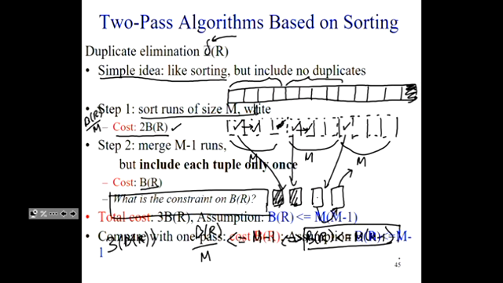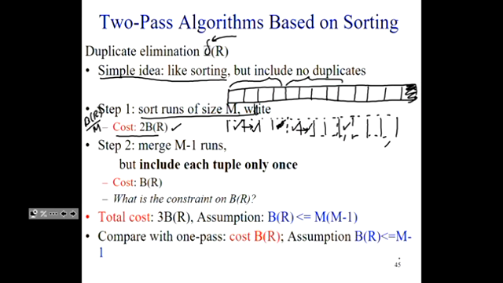As a comparison with the one-pass approach, the cost was B(R). You only need to read the relation once, but the condition on memory was a lot more stringent. It was B(R) is less than or equal to m minus 1. So this is a looser condition, and therefore is easier to meet. B(R) only needs to be less than or equal to m times (m minus 1). In the one-pass case, B(R) needed to be less than m minus 1. Okay?